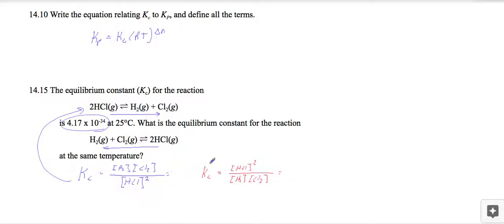that is our 4.7 times 10 to the minus 34th. So if we have all of these values, it equals this. So if all we're going to do is switch these products and reactants over so we have the reciprocal, then our answer for our other one is just going to be 1 over 4.7 times 10 to the minus 34th, which the value for that is going to be 2.4 times 10 to the 23rd. There you go.